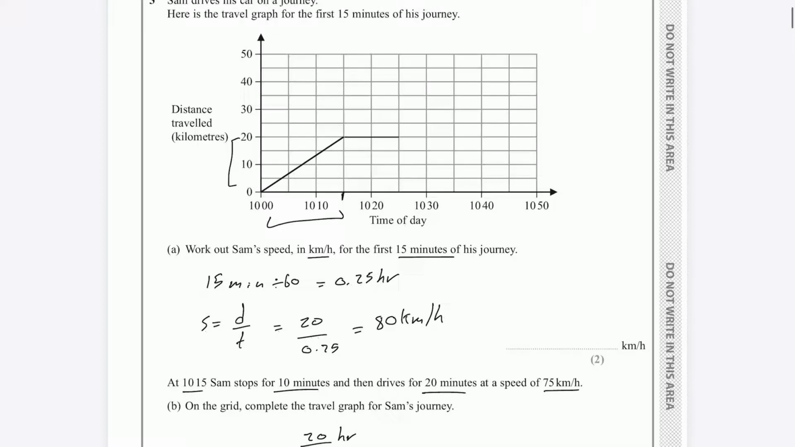So we know he continues on from this point for another 20 minutes. So that's going to end up here after 20 minutes. And we know he started here and he drove for a further 25 kilometers. So 25 will end up here. So if you look here, after 20 minutes, we're going to plot this point right there.